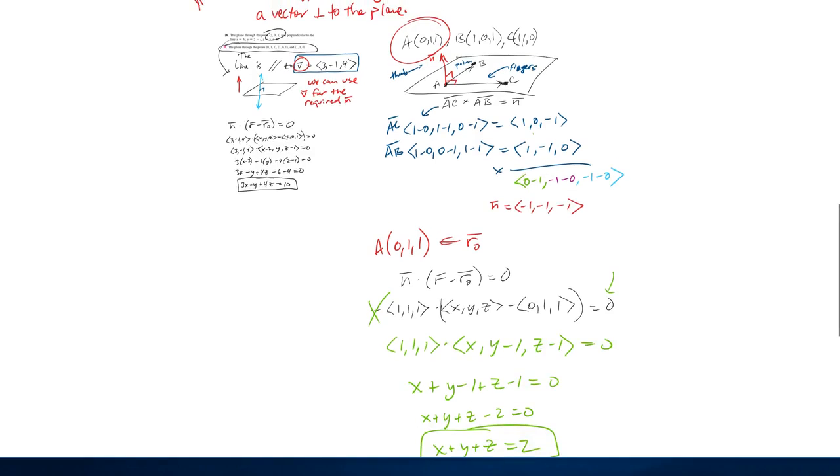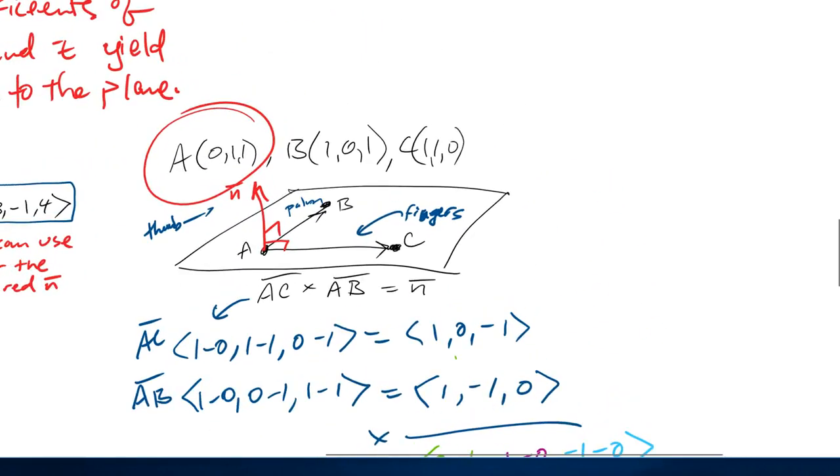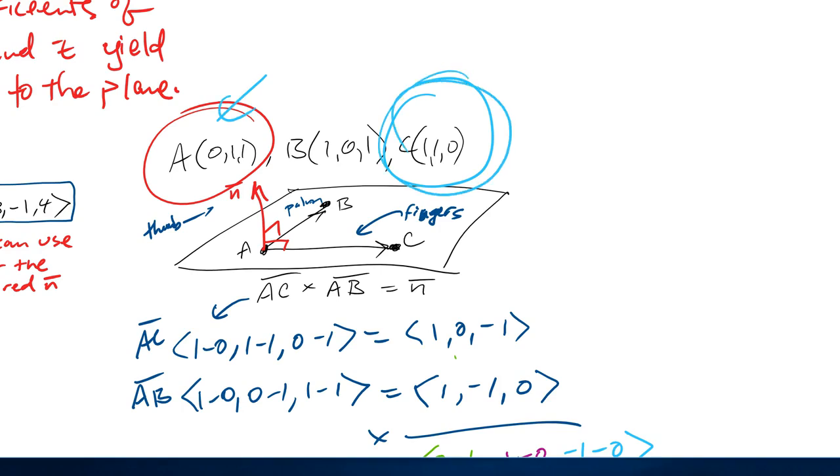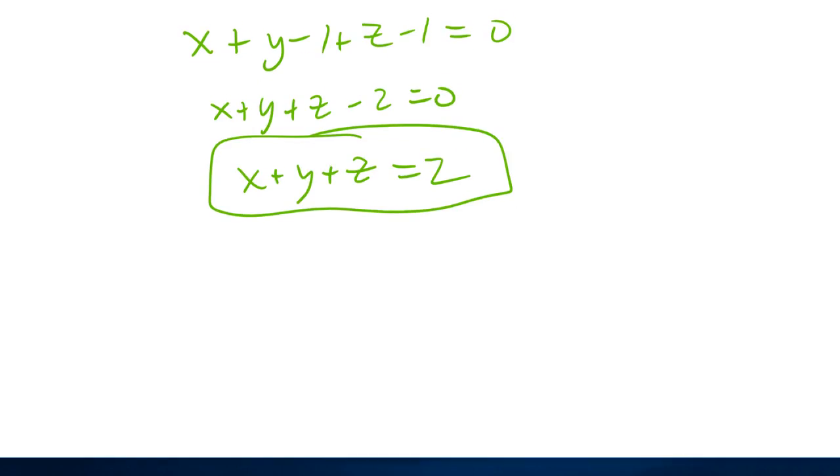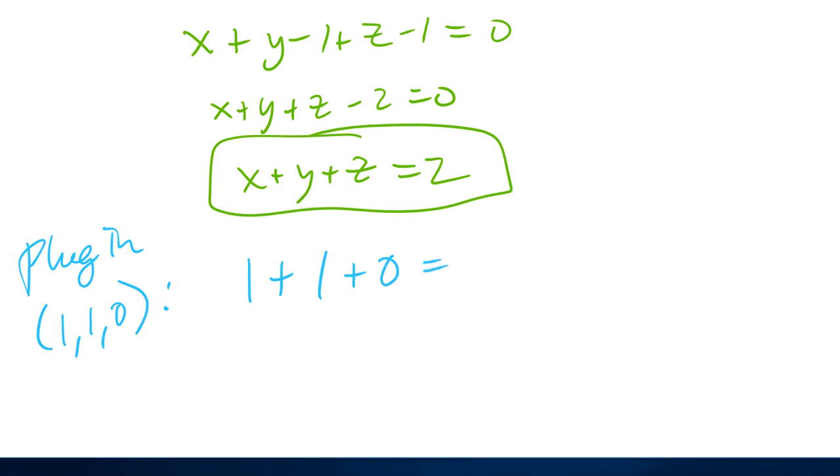What I can do is go back up. Any point on the plane has to satisfy that equation. So I'm going to pick one of the other two points. We used A already, so I want to use C. 1, 1, 0 should work in this. So plug in 1, 1, 0. We get 1 plus 1 plus 0 equals 2. 2 equals 2. It checks out. And there you go. So that's your plane.